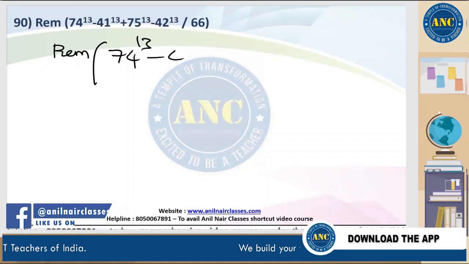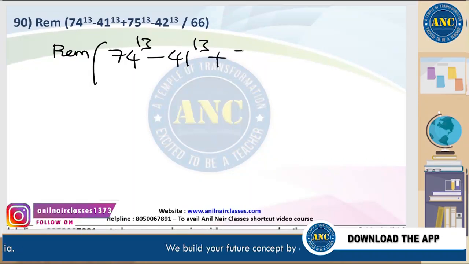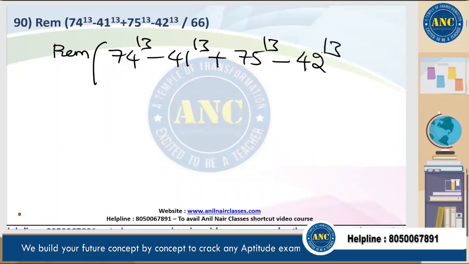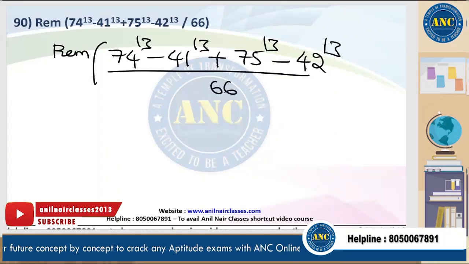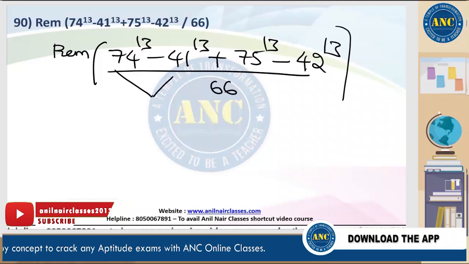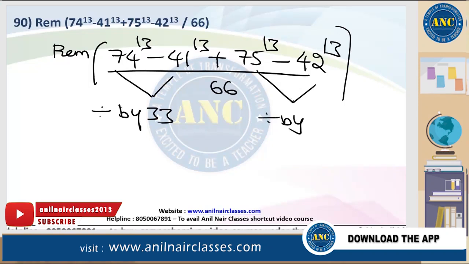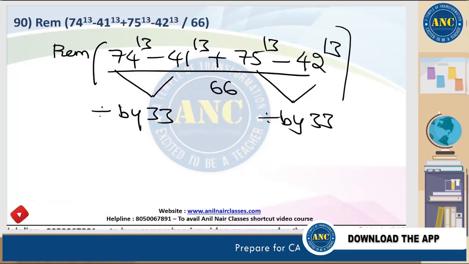Here, 74 power 13 minus 41 power 13, 75 power 13 minus 42 power 13 divided by 66. A power n minus b power n is divisible by 33. These also divisible by 33.